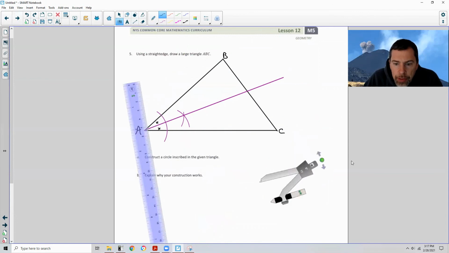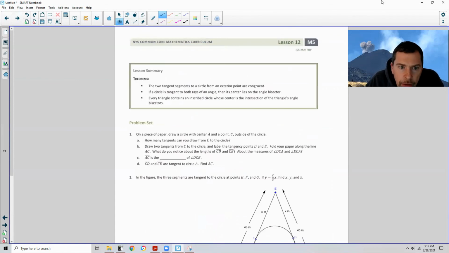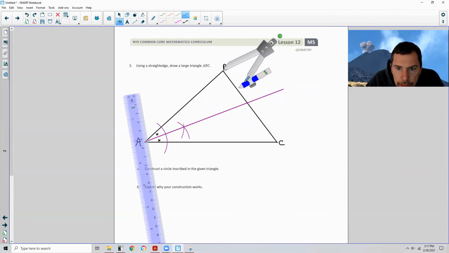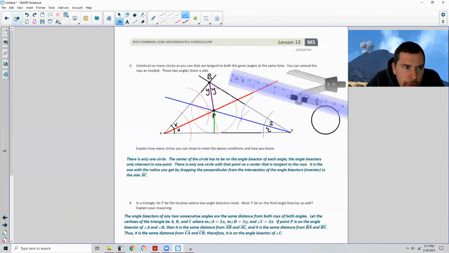So let me spin this around so it's not off the screen. Put my compass on B. Okay, try that again. There's my arrow. Okay, right about there. This one I'll do in blue, and I want to intersect both edges of that angle. Why does that keep doing that?